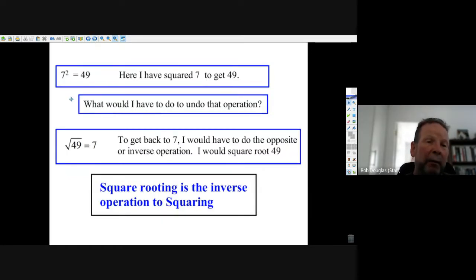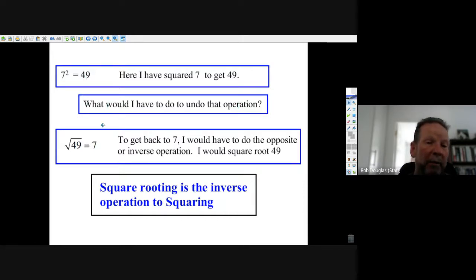It even works for an operation like squaring. 7 with this little 2, so many people want to go 7 times 2, but that's not what's going on. That little 2 means you're supposed to take 7 and multiply it by itself. Well, that equals 49.